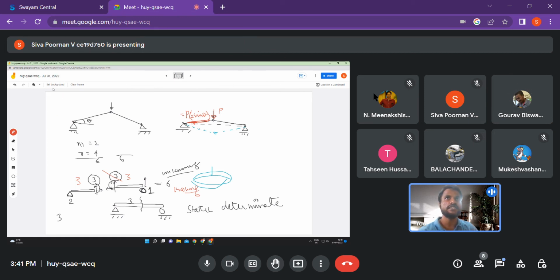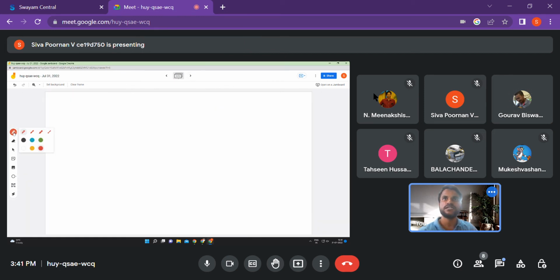So what about complex examples? We can take a complex example and try to understand. Let's say we take a frame. Can someone say what is the static determinacy of this? Don't think that I solved a very simple example and I'm giving you a complex example. We'll solve it together. But I just want some clues to solve this.